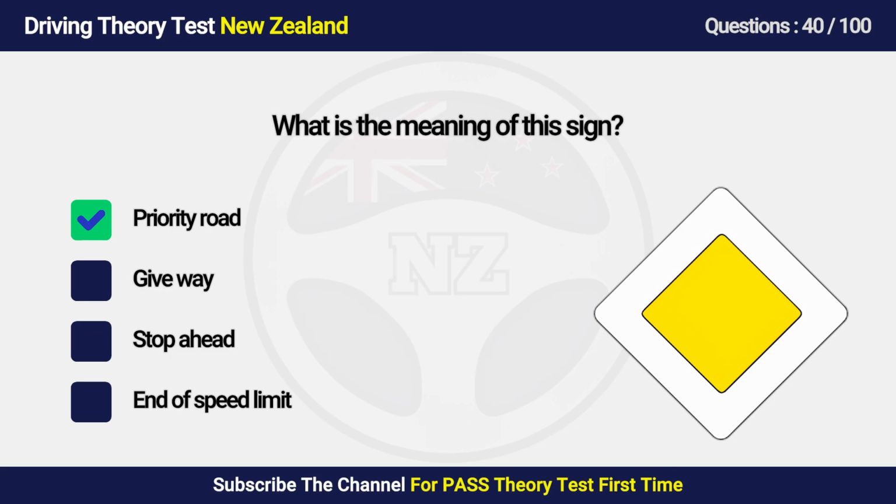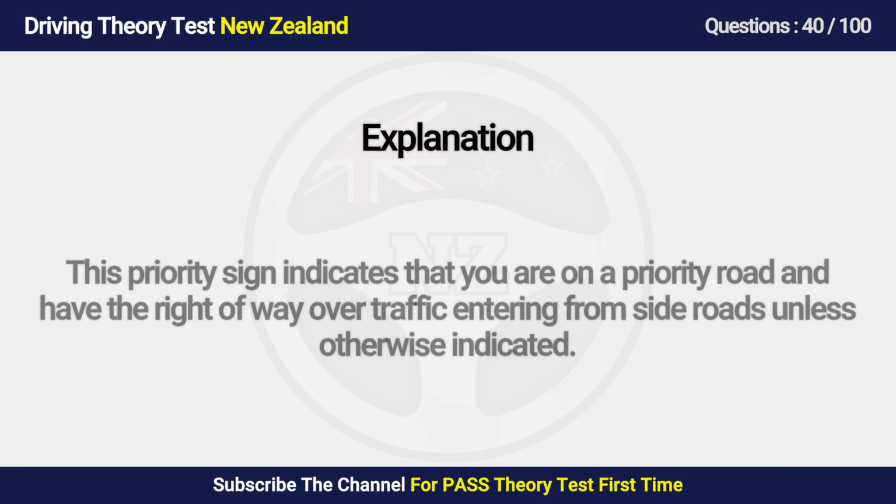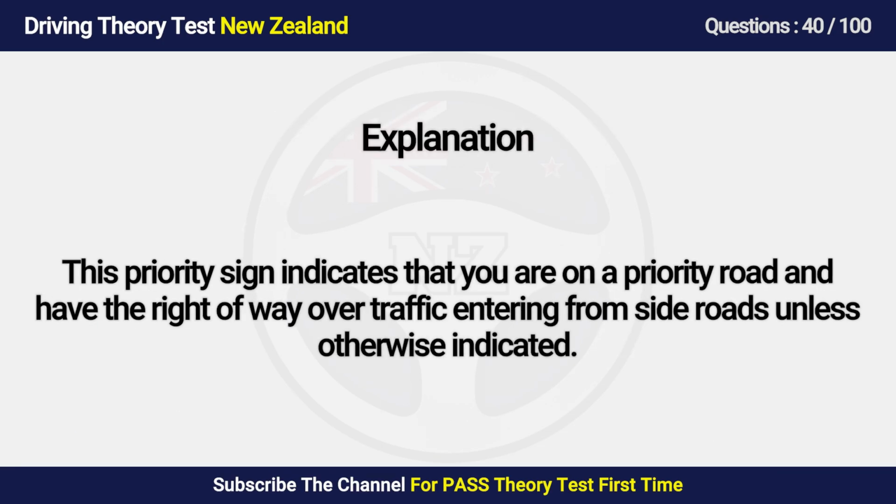Answer is A. Priority road. This priority sign indicates that you are on a priority road and have the right of way over traffic entering from side roads unless otherwise indicated.